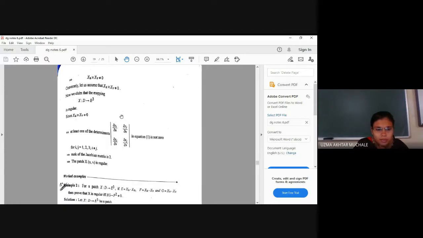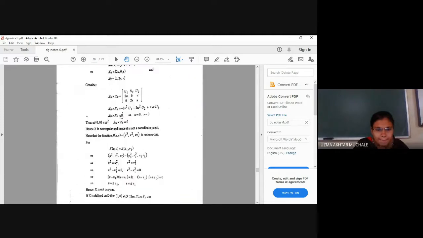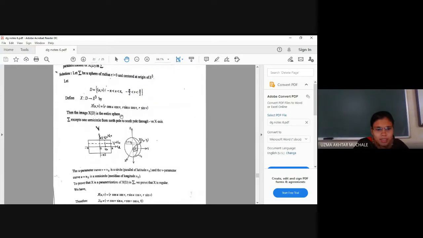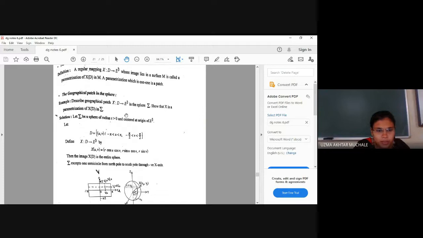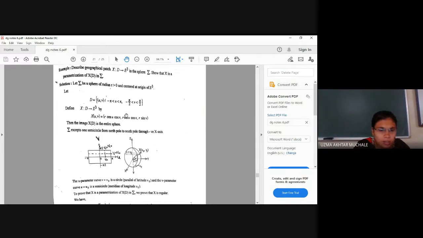I think we must cover this. Okay, what is this? Actually, what is given to us? Describe the geographical patch x from D to E3 in the sphere. Show that x is a parameterization of x of D. What is given to us is to describe the geographical patch. First, you have to find out the geographical patch in the sphere. The mapping x is given. We have to find the geographical patch in the sphere, and we have to show that x is a parameterization. After showing a geographical patch, we have to show the parameterization. What is given to us?